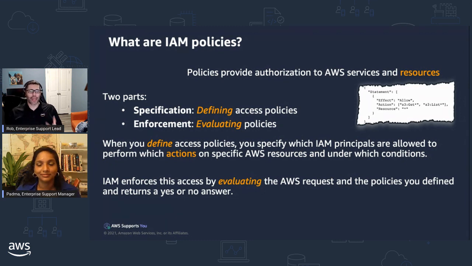You can see here a short blurb of what a policy looks like, and the fact that we say we're giving an allow. That allow action is given to S3 Get and S3 List for all the resources. So when you define these access policies, you specify which IAM principals are allowed to do things and what actions they're allowed to be doing within that account. So that's a little bit on our policies.